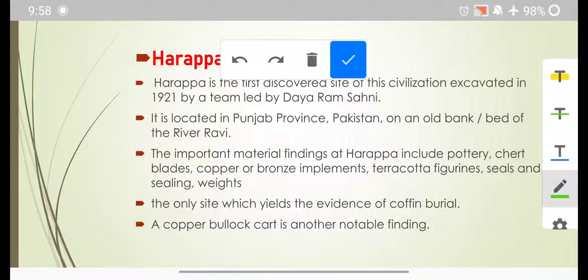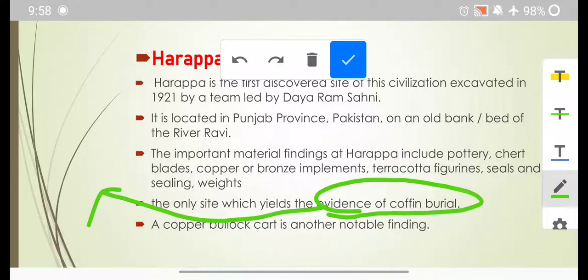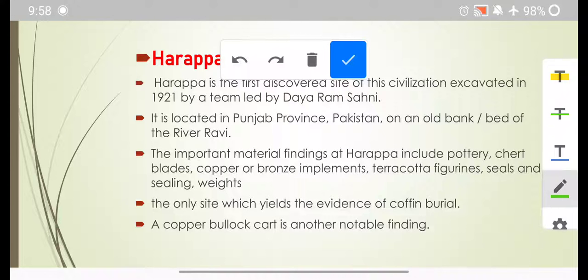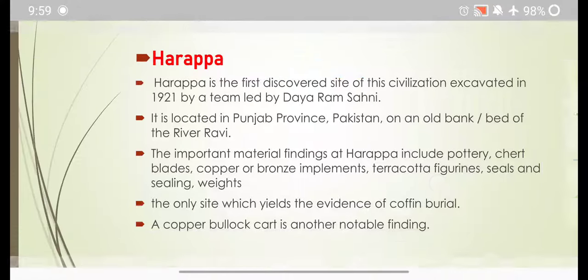And then important material findings in Harappa include pottery, chert blades, copper or bronze implements, terracotta figurines, seals and sealing weights, etc. Harappa is famous for the evidence of coffin burial. The coffin burial is found only in Harappa. And then a copper block cut is also discovered in Harappa.